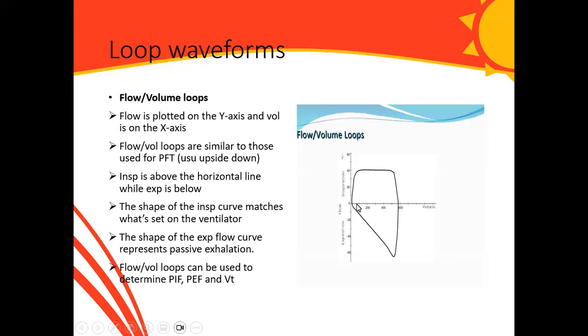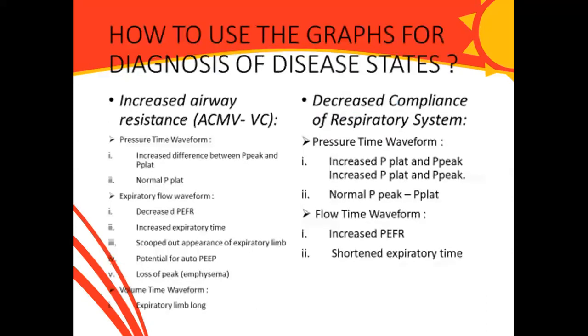The shape of the inspiratory curve matches what is set on the ventilator. Look at it. This is the inspiration, all right? And you see that it usually corresponds to what you set on the ventilator. Flow volume loops can be used to determine peak inspiratory flow, peak expiratory flow, and tidal volume. So it's important for us to just remember its uses.